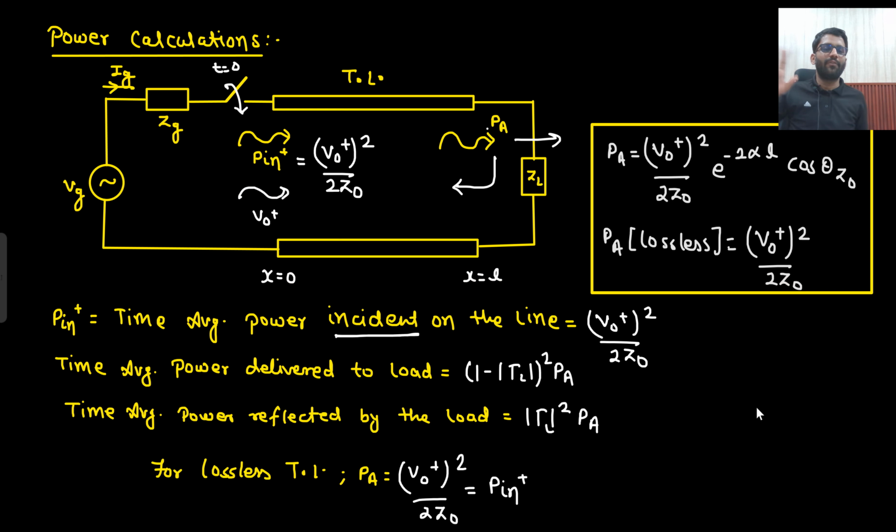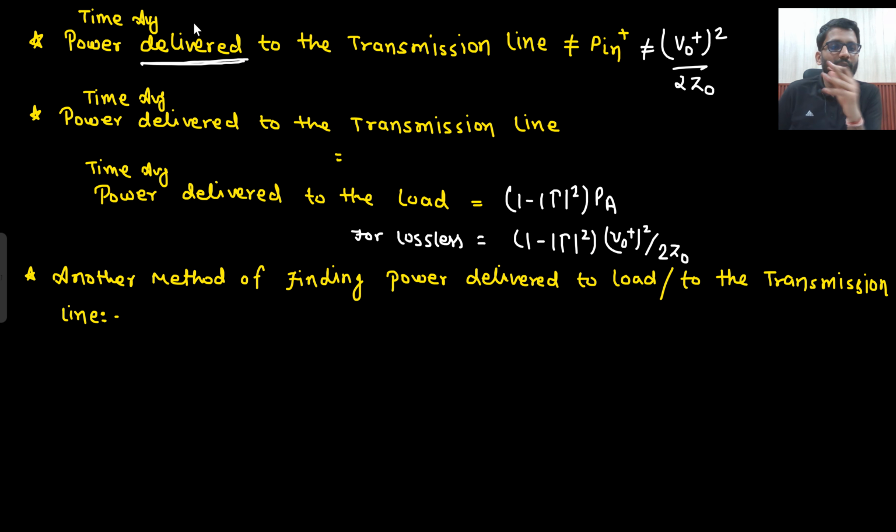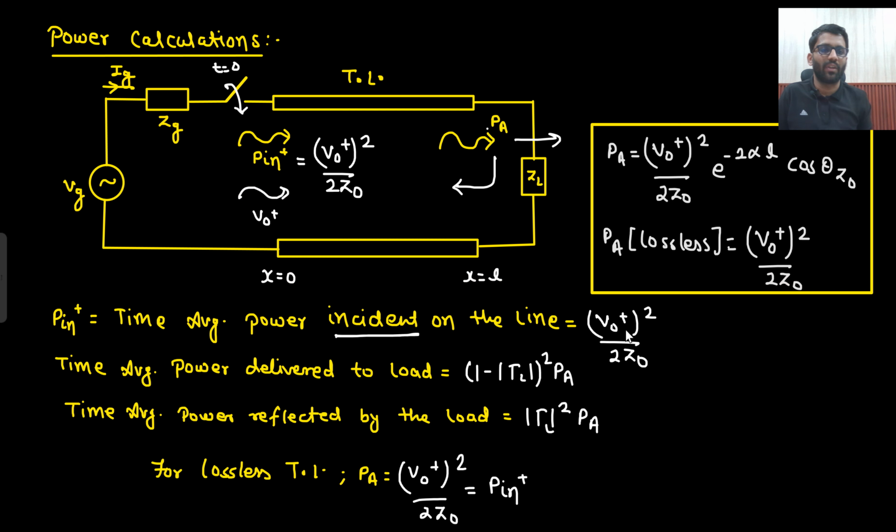So this thing is very confusing for the students. Sometimes in the question it will be asked what is the time average power incident on the line, and sometimes it will be asked what is the time average power delivered to the transmission line. So students think both are the same thing. No, delivered to the transmission line means they are talking about complete delivery. Incident, reflection, everything is coming into action. So that means they are talking about steady state. But if they are talking about incident, that means only V0 plus they are talking about.